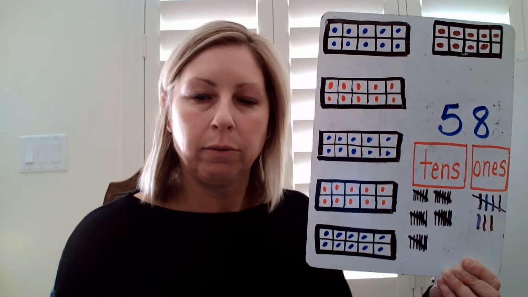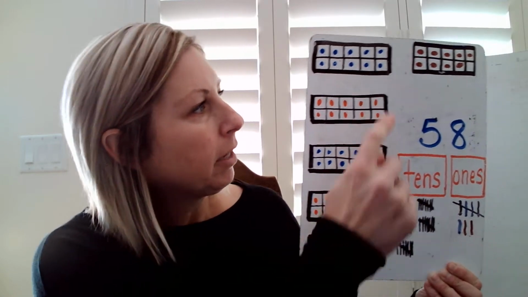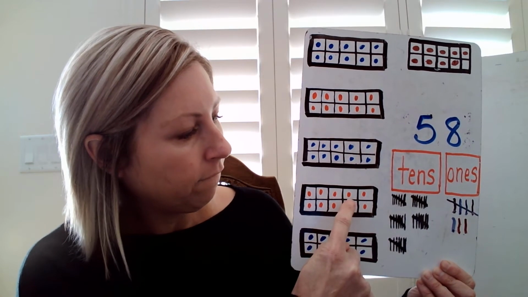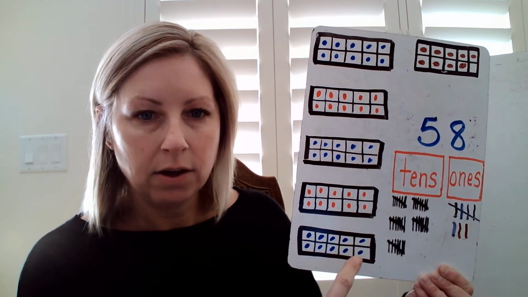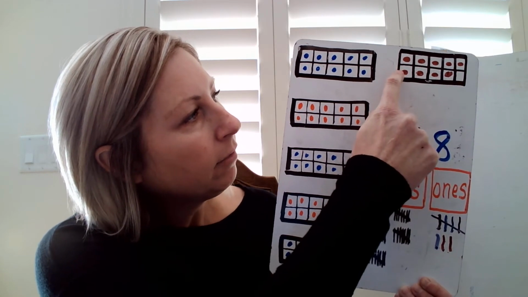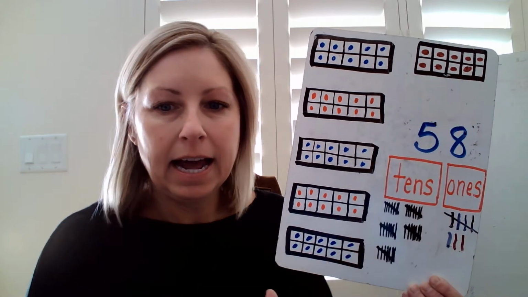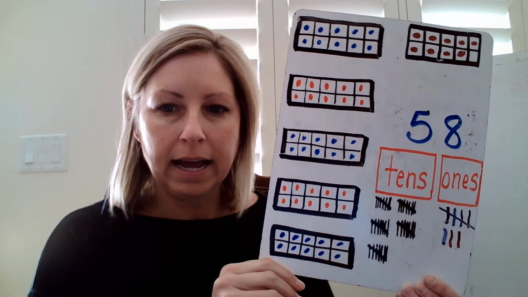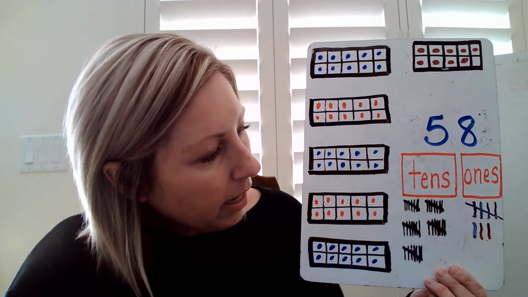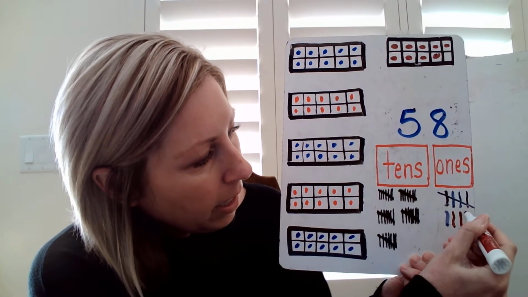All right, so let's go ahead and look at these. Let's count them the quick way by our tens frames. Here we go. We have 10, 20, 30, 40, 50, and then we need to count by ones. 51, 52, 53, 54, 55, 56, 57, 58, 59. All right, let's go ahead and add a tally down here. And I'm going to add in another one right here.